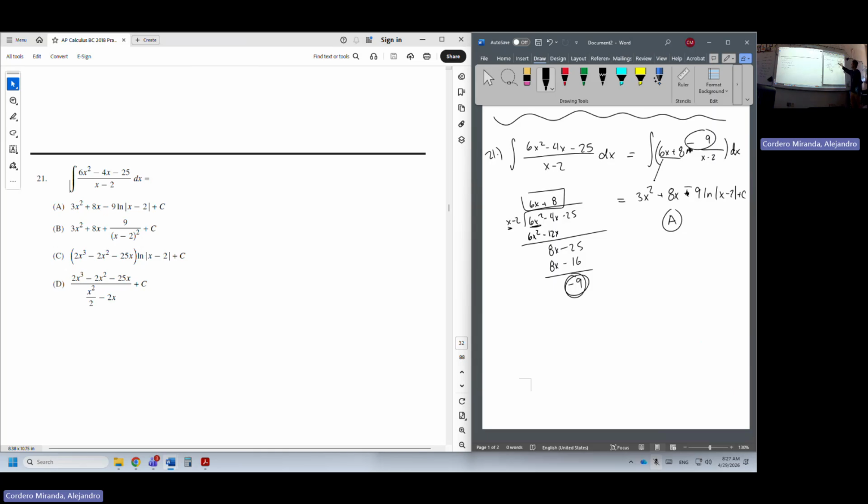Once you do the long division, it's all just straight up anti-differentiation. So the antiderivative of 6x is 3x squared, 8 becomes 8x, and negative 9 over x minus 2: you can skip the u substitution because the derivative of x minus 2 is 1. So you get negative 9 natural log of the absolute value of x minus 2, plus C, as in apple.